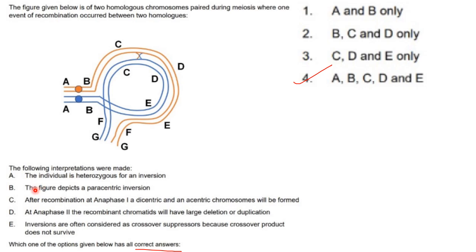So A is correct. The figure depicts a paracentric inversion. The centromere is over here, so it is not involved. So it is a paracentric inversion. After recombination at anaphase 1, a dicentric and an acentric chromosome will be formed. That is also correct. At anaphase 2, the recombinant chromatids will have large deletions or duplications. That is also correct.